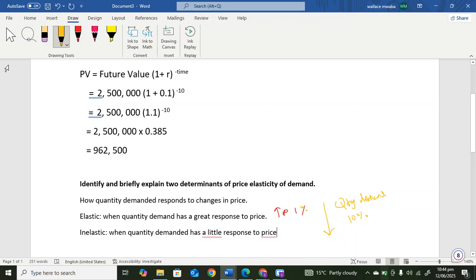Okay, so for example, let's say price increases by 10%, but you find quantity demanded drops by, let's say, 2%. That's inelastic demand, when quantity demanded has little response to changes in price.